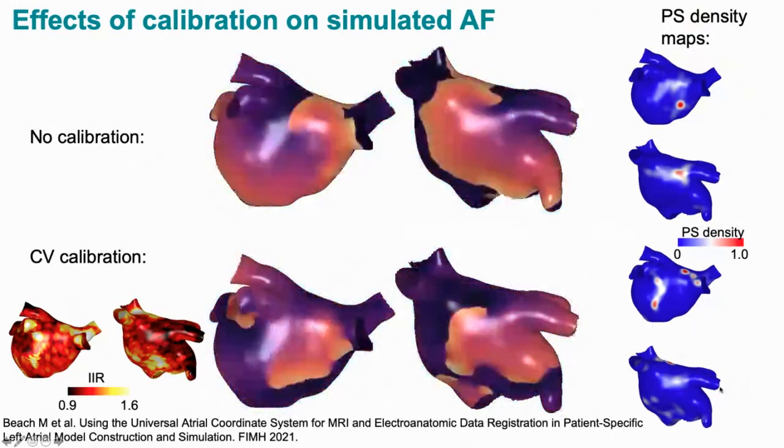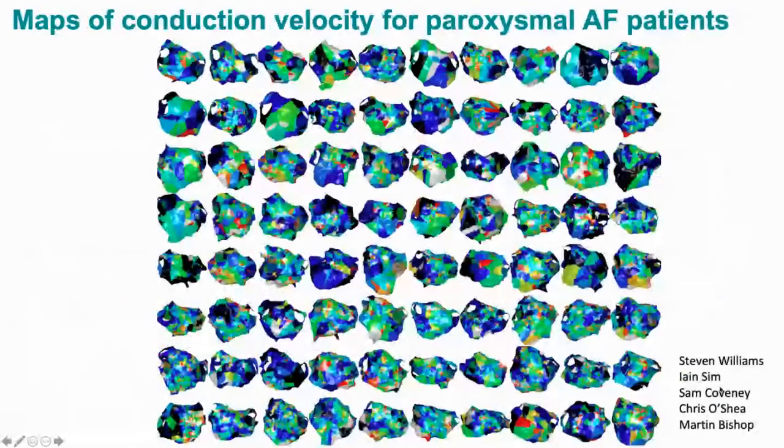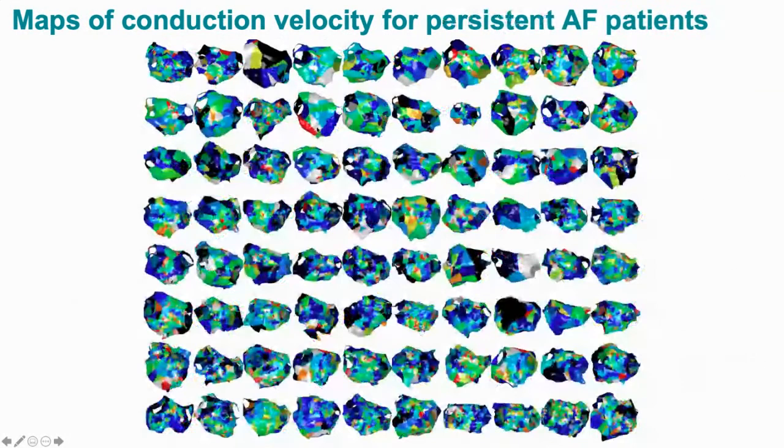And we're now trying to extend this to a larger cohort. This is work as well with Sam, who's here. We're looking at different methods for how to calculate conduction velocity for paroxysmal AF patients and for persistent AF patients. This is across a cohort, and this will give us an idea of how much these properties actually vary between patients, and how we can then include this data in the models.